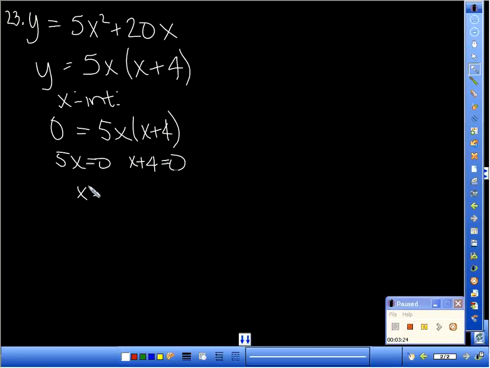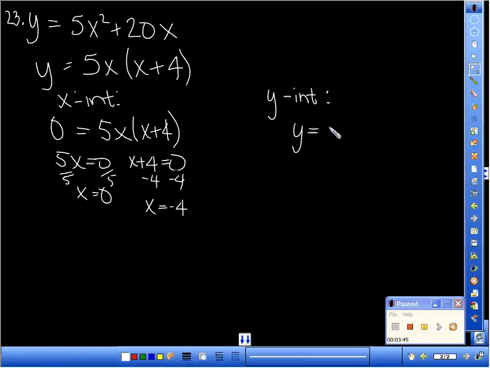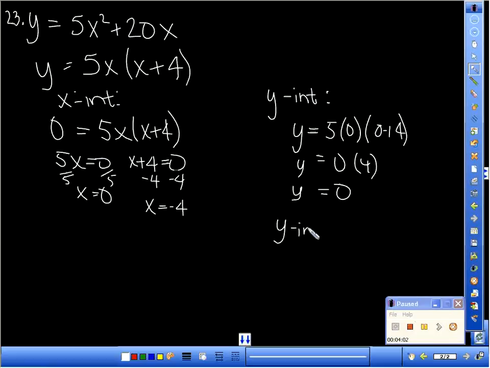And I get x equals what? Divide by 5. 0 divided by 5 is 0. Subtract 4, and x is equal to negative 4. How do I find my y-intercept? To find my y-intercept, I put in 0 for my x's. So 5 times 0 times the quantity of 0 plus 4 gives me 0 times 4, which is again 0. So my y-intercept is the point 0, 0.